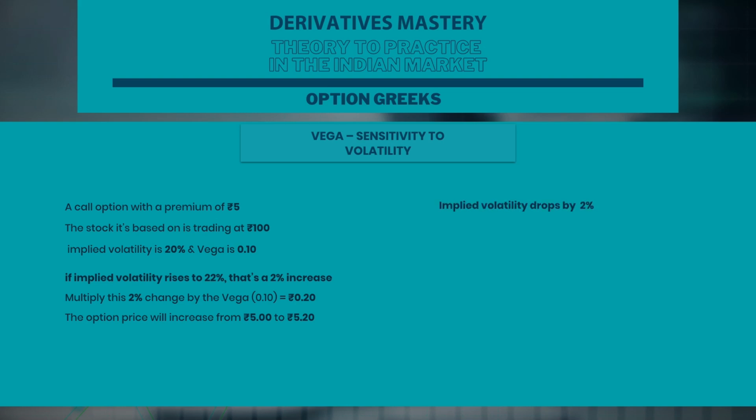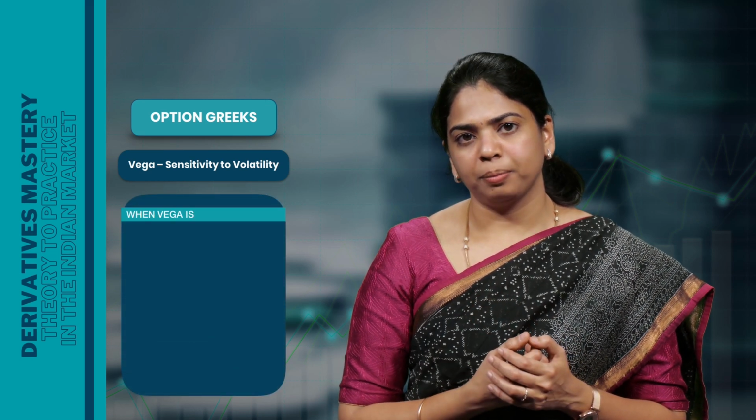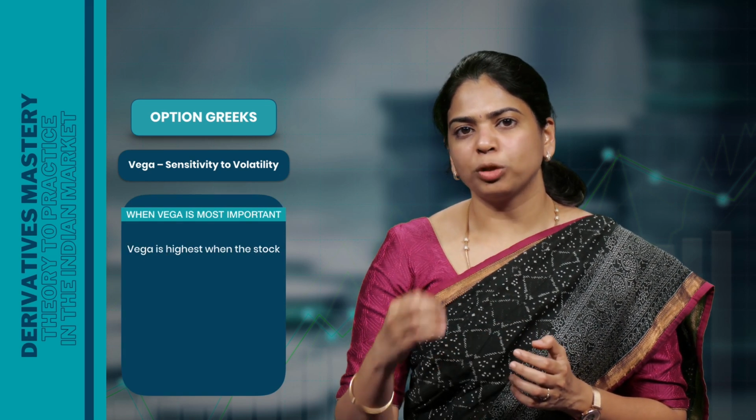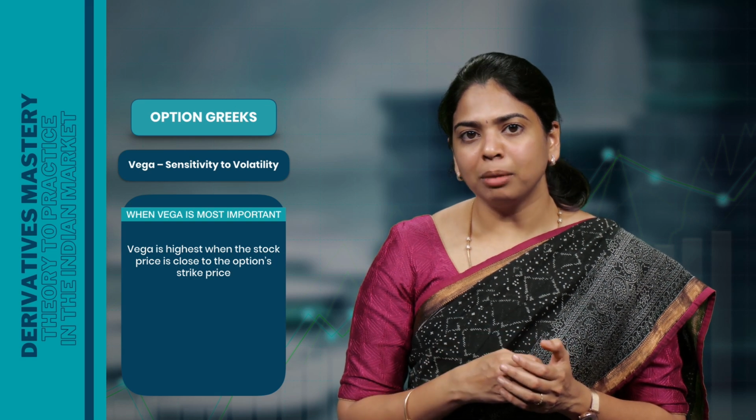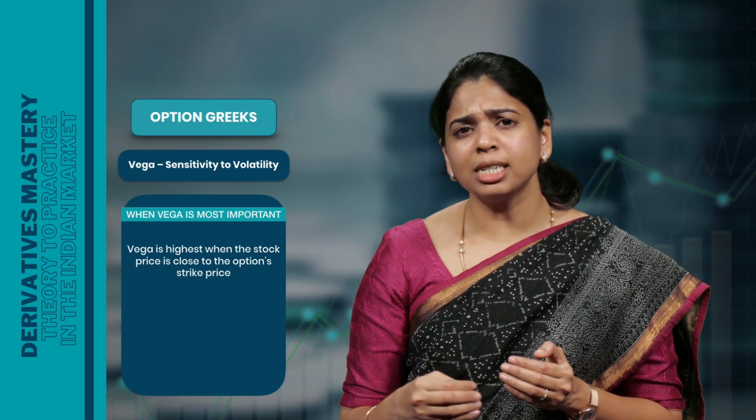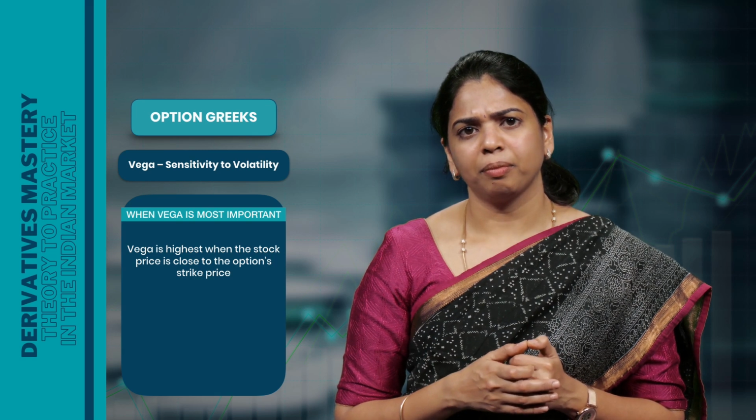But what if implied volatility drops instead? If volatility falls by 2%, the price of the option will decrease by the same 0.2, bringing the price down from 5 to 4.8. Now let's understand when Vega is most important. Vega is highest when the stock price is close to the option strike price. This is because options that are at the money are more sensitive to changes in volatility.